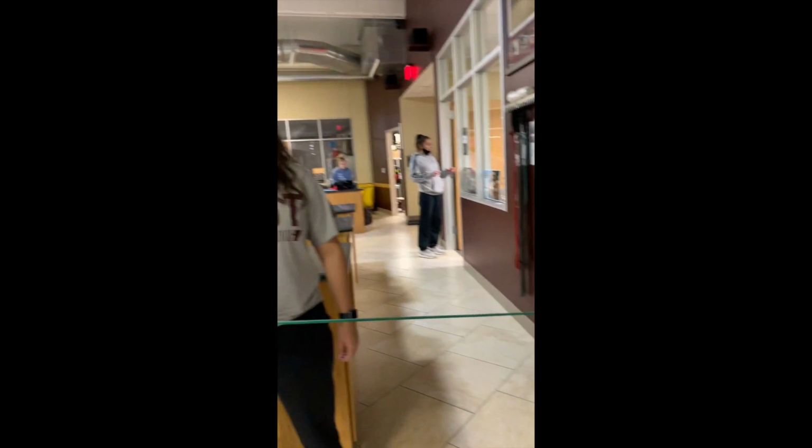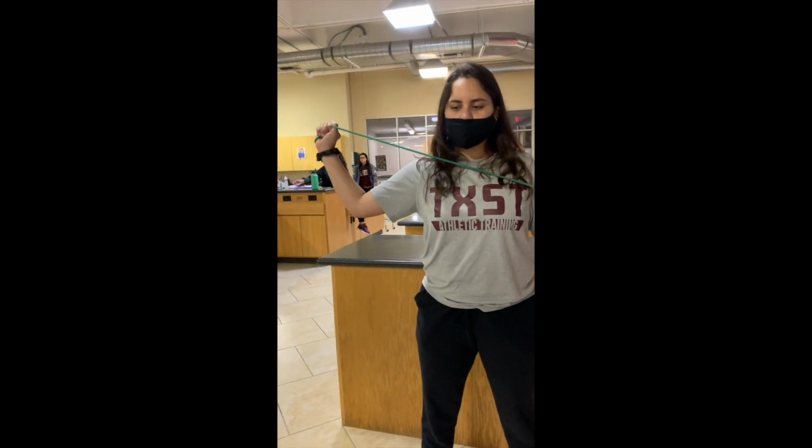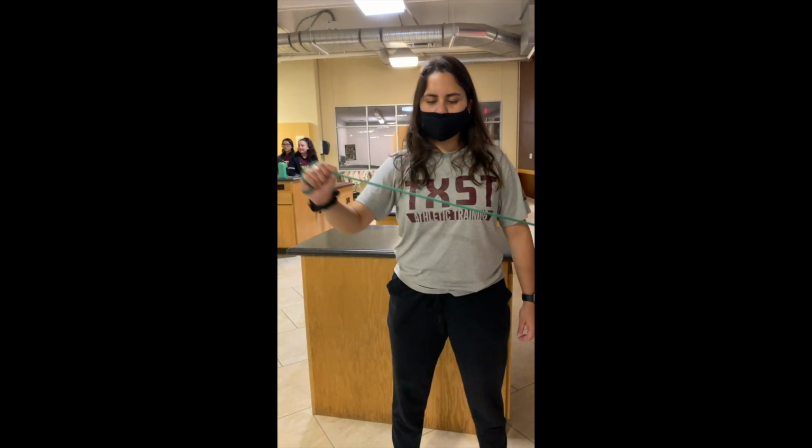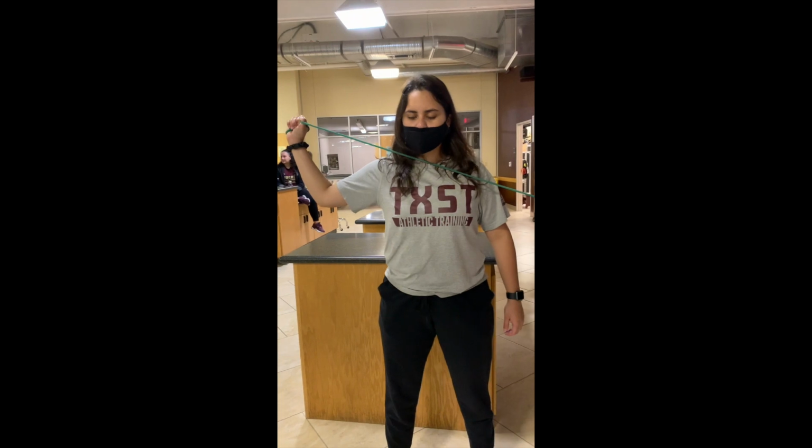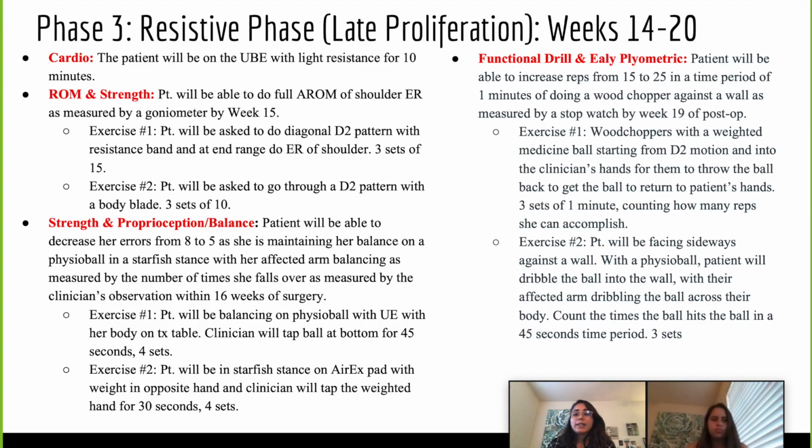The first exercise we'll have them do is a diagonal D2 pattern with a resistance band, and at end range do external rotation of the shoulder. We'll have them do 3 sets of 15. Our second exercise is that the patient will be asked to go through a D2 pattern with a body blade, with 3 sets of 10.